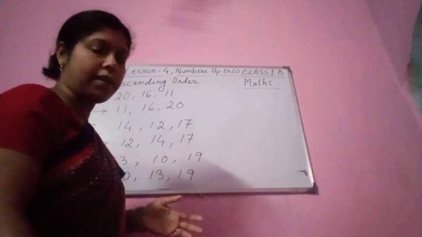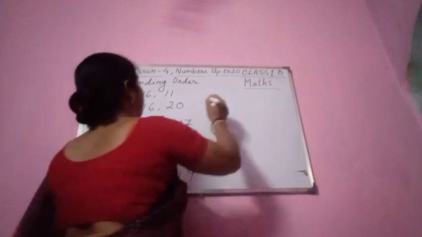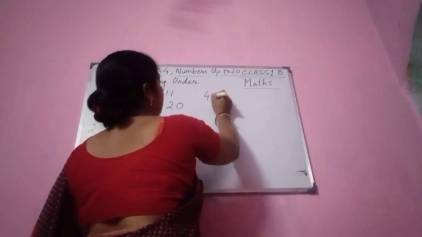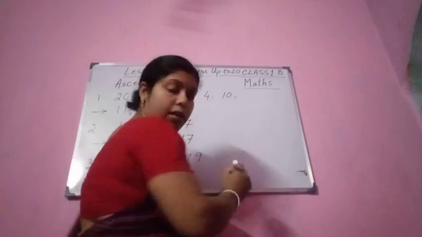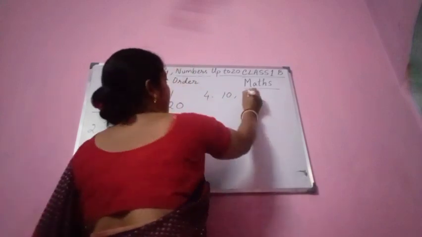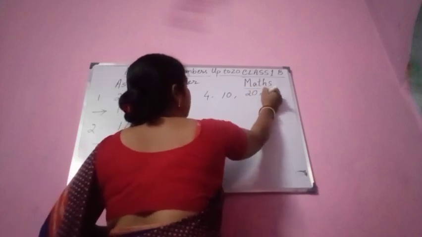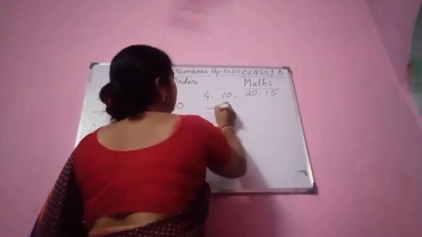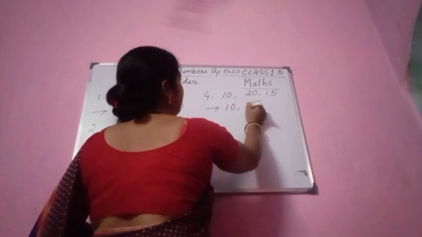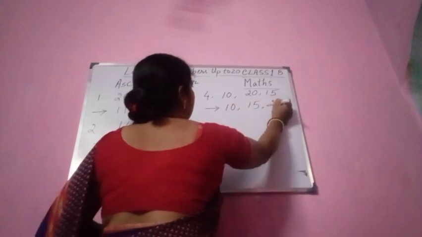Next one is 10, 20, 15. Number 4, let us write down here. 10, 20 and 15. Select which one is the smallest here. So 10 is the smallest, then 15, then 20.